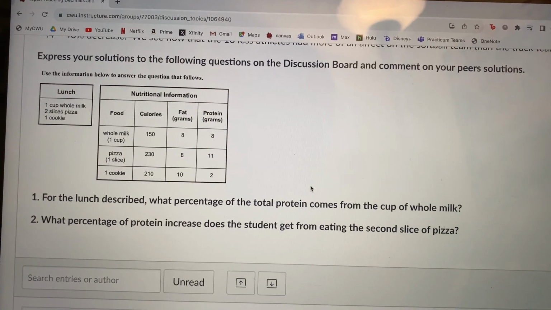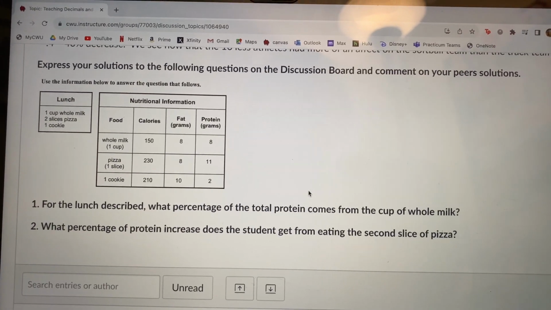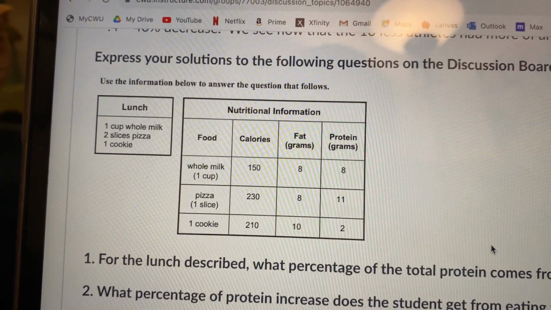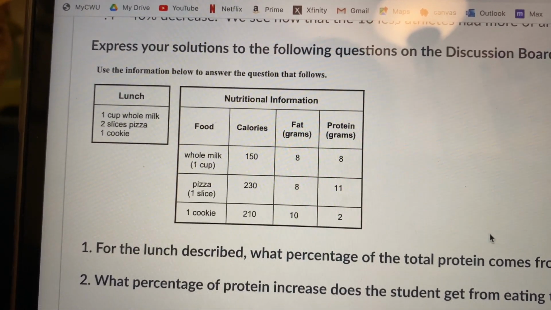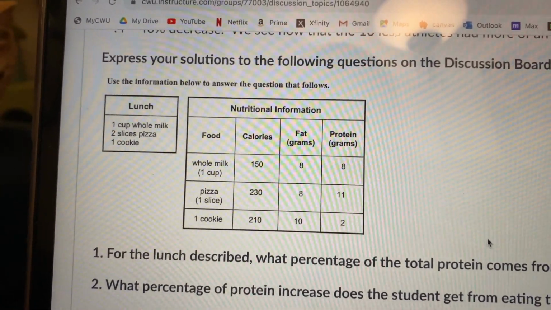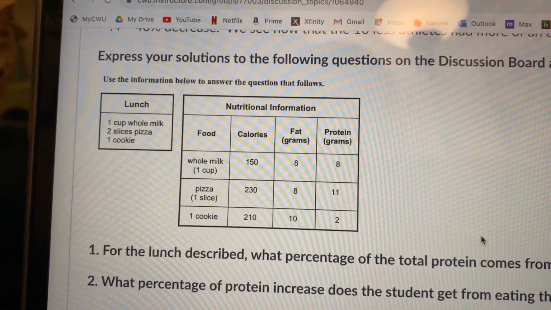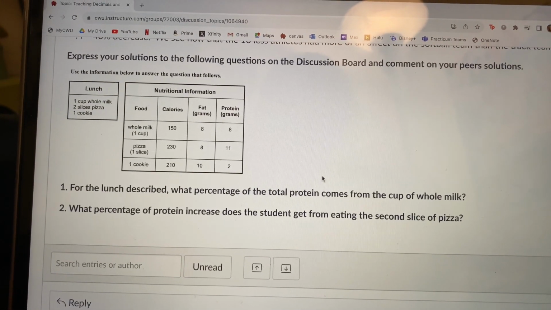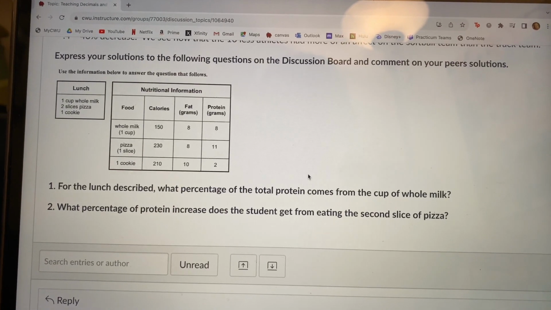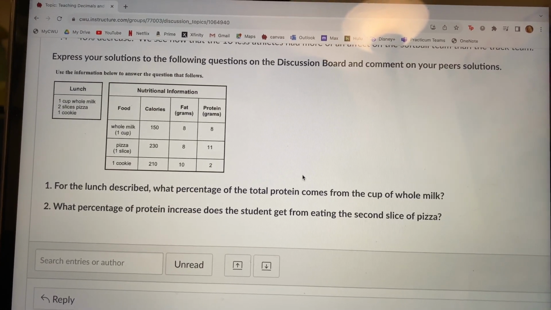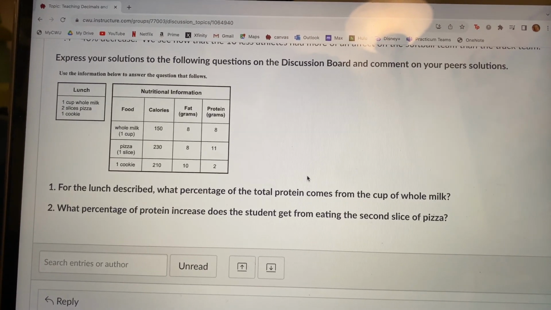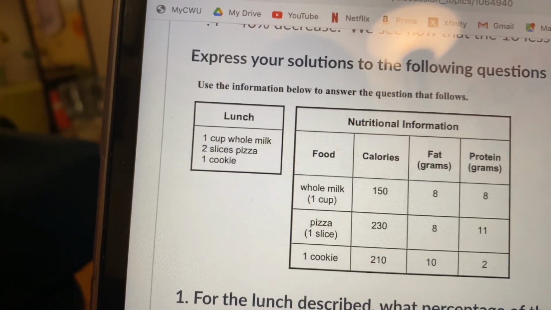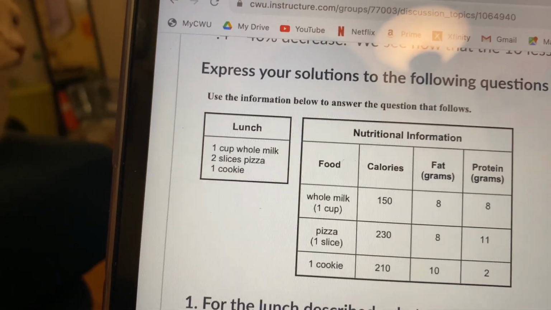Okay guys, so now we're gonna work on the next couple of problems. So this is the table that we're gonna be looking at, and it's talking about lunch. So it's kind of like how you guys eat school lunch every day, right? So we're gonna be talking about lunch and how we can relate that to math. So for our first question, for the lunch described, what percentage of the total protein comes from the cup of whole milk? So the lunch described is 1 cup of whole milk, 2 slices of pizza, and 1 cookie.